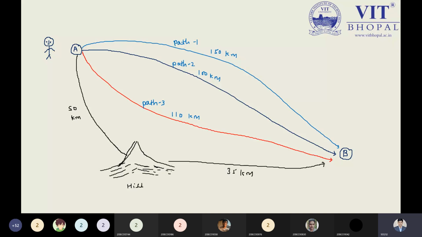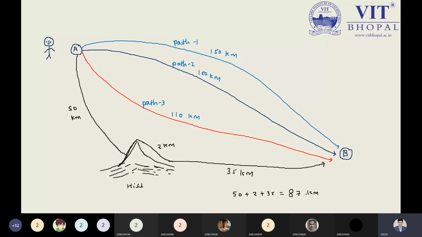Then you will try to climb the hill, and suppose this cost is just covering this hill, it took around a 2 kilometer distance. And after completion of the hill climbing, and after getting down from this point to this point, you are covering 35 kilometers. So the total cost is 50 plus 2 plus 35. How much total cost am I getting in terms of kilometers? 52 plus 35, it means you are getting 87 kilometers.